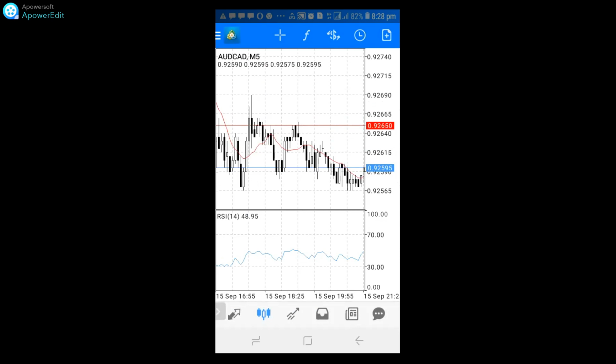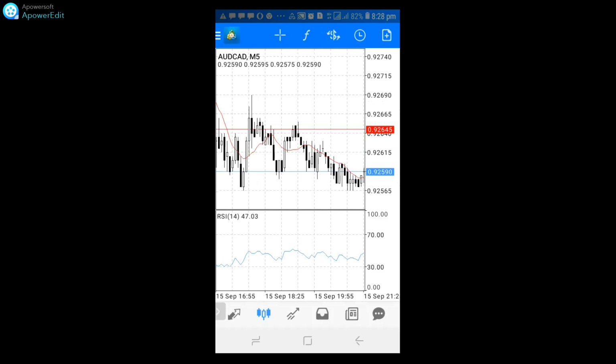You have 6 icons at the bottom. The first icon looks like opposite arrows. That's what they call quotes. The other one that looks like 3 standing candles is what they call charts.